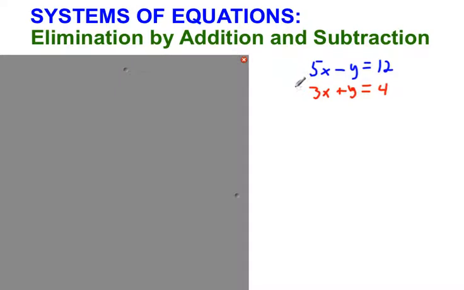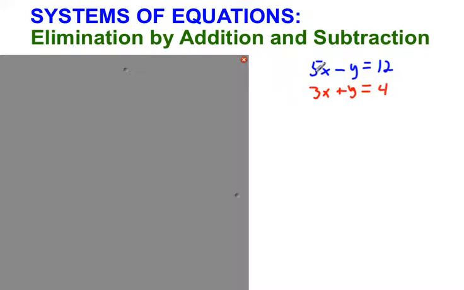And this one's really cool. I personally really like this one. I think it's an elegant way of solving systems. So stick with me while you're with it. I think you'll enjoy this one too. So what we're going to do is we're going to eliminate variables by addition and subtraction.